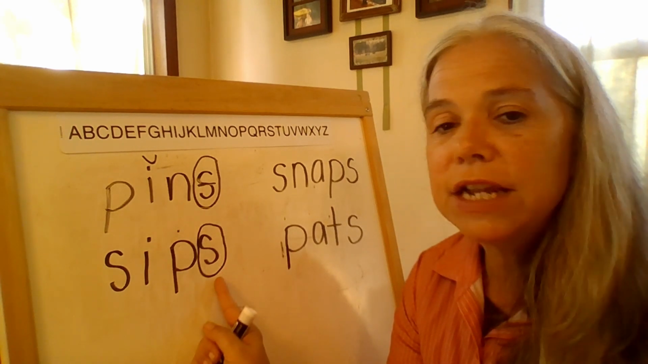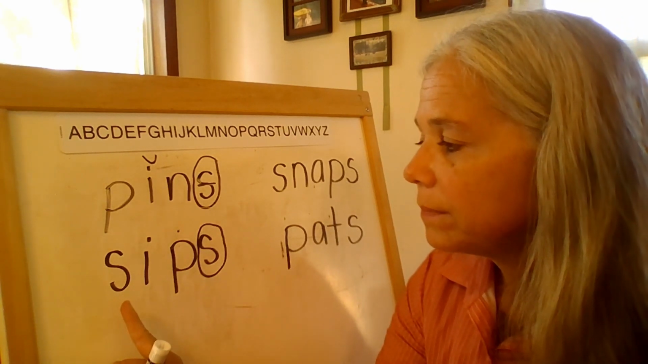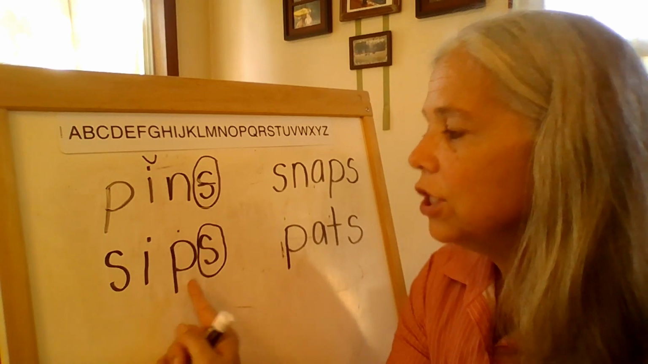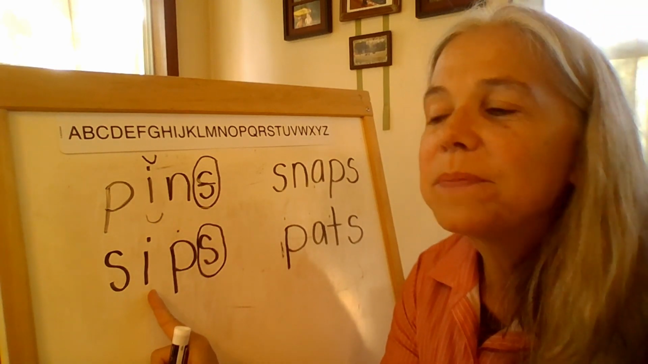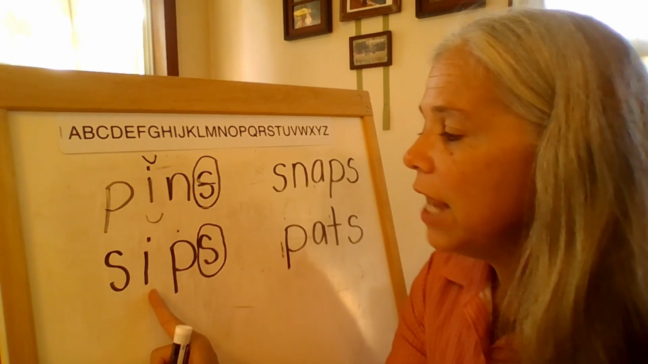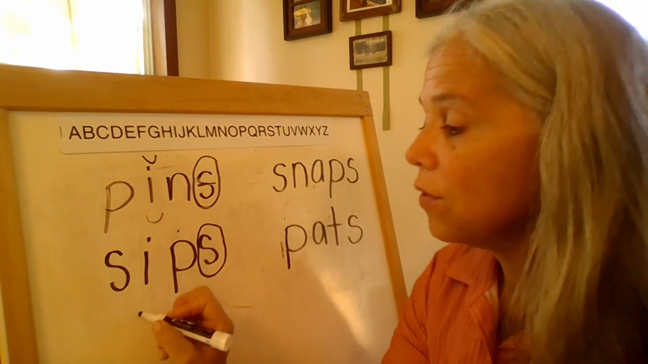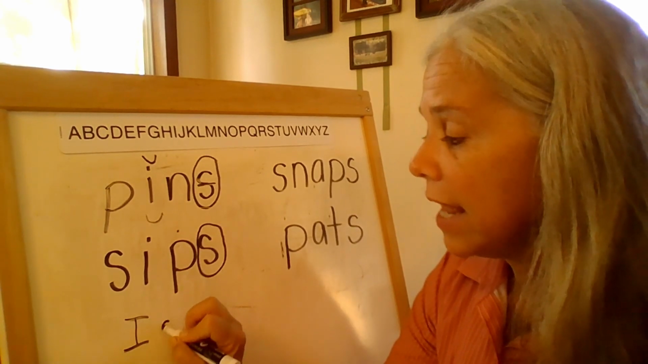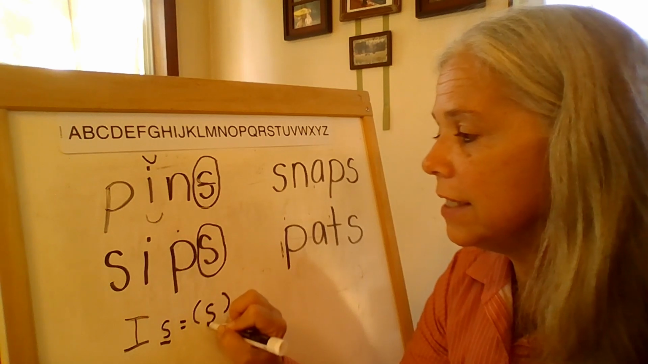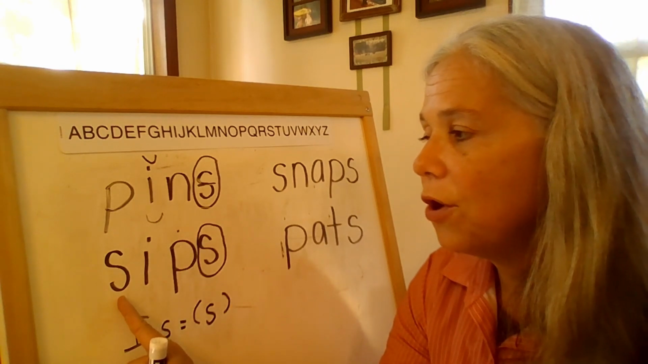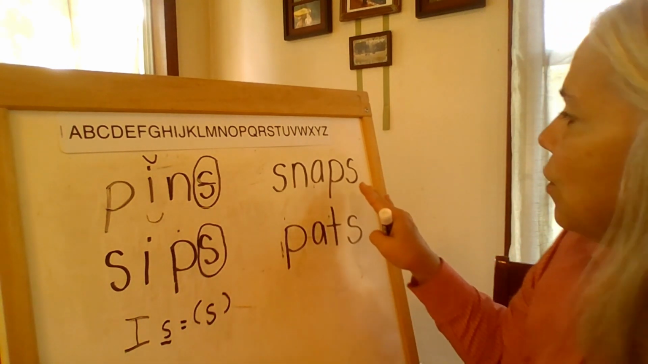And what is the sound of suffix S? S. Very good. Now let's code our base word. We have a vowel in a closed syllable, so it is short. Code it with a breve. What is the sound of short vowel I? Yes, I. Now we also notice that we have another S here, but we have already learned that when we see an initial S, the sound we're going to hear is S. So we already know that. Let's read that word. Sips. Very good.